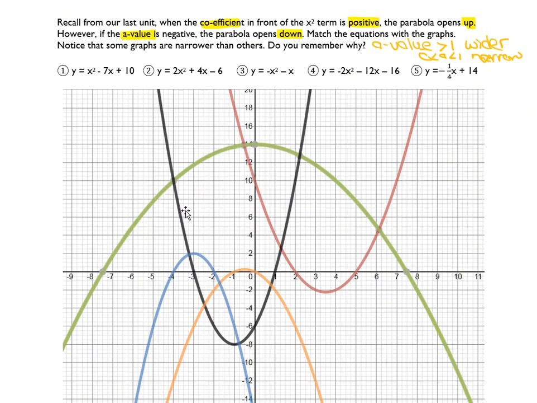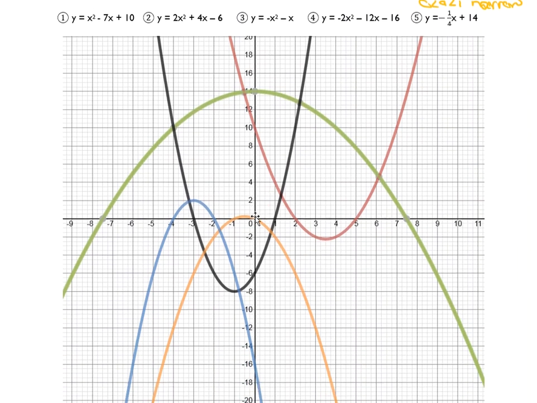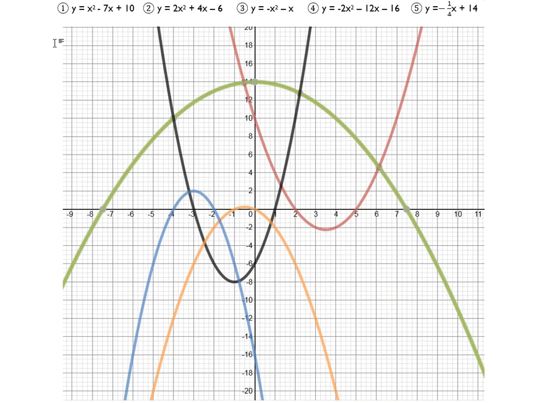Okay, look at these graphs here. Our first one is x squared minus 7x plus 10. So what do we know about that when we look at it? Well, the easiest thing, this is in standard form. Standard form means there's no brackets, it hasn't been factored. Easiest thing to identify is the y-intercept. This y-intercept is going to be a 10. So right away, I've only got one option here.